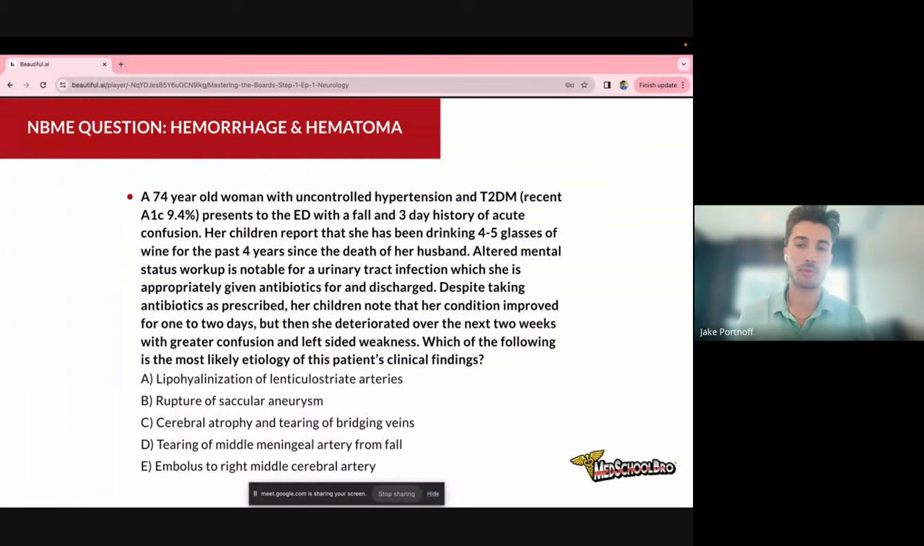So, hemorrhage and hematoma, guys. A 74-year-old woman with uncontrolled hypertension and type 2 diabetes, A1C at 9.4%, presents to the ED with a fall and a 3-day history of acute confusion. Her children report that she's been drinking 4 to 5 glasses of wine for the past 4 days since the death of her husband. Altered mental status workup is notable for a urinary tract infection, which is appropriately given antibiotics for and discharged. Despite taking antibiotics as prescribed, her children note that her condition improved for 1 to 2 days, but then she deteriorated over the next 2 weeks with greater confusion and left-sided weakness. Which of the following is the most likely etiology of this patient's clinical findings?